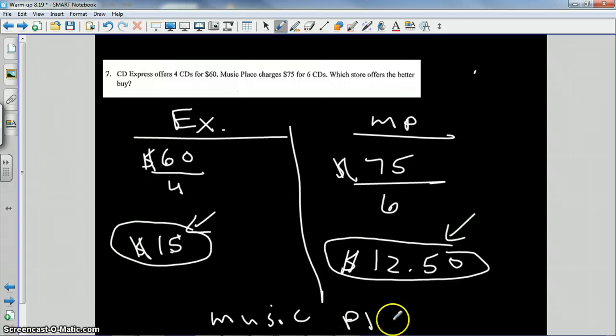Once again, though, on the test, you're going to be expected to show some of what you're doing here, not just put Music Place, but to show. And you could put Music Place or they have it at $12.50 or something like that. Something to show that you've actually done some math too and not just guess between the two.